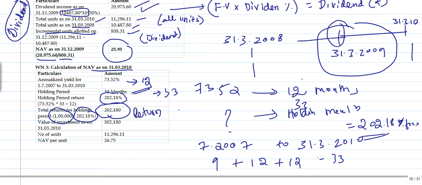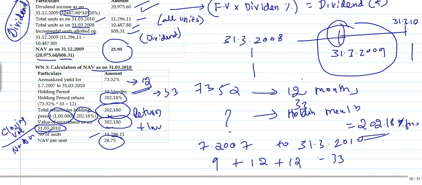So what is the investment plus return? This is the value of investment as on 31st March 2010, 302.180. This is given in the question. So whatever the closing value divided by number of units given in the question, we will get NAV per unit. So this is the calculation based on the holding period.